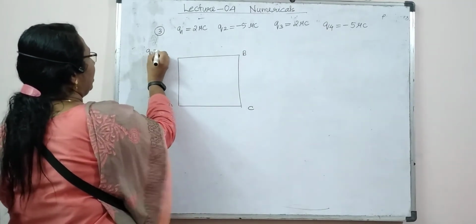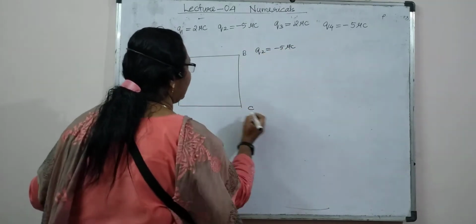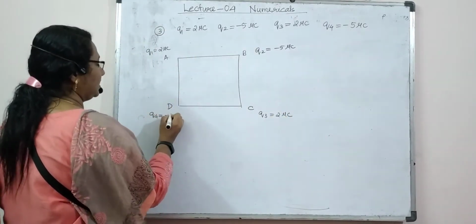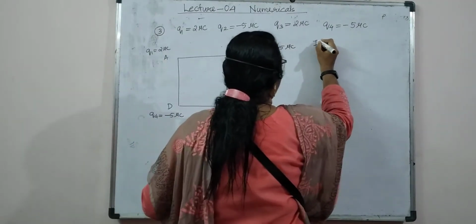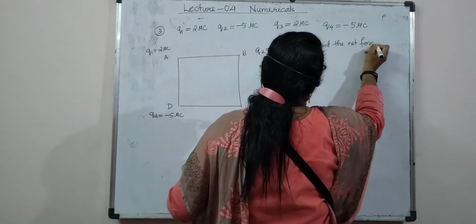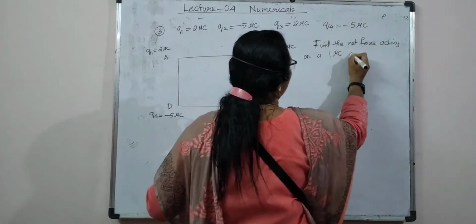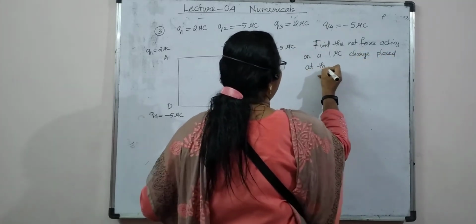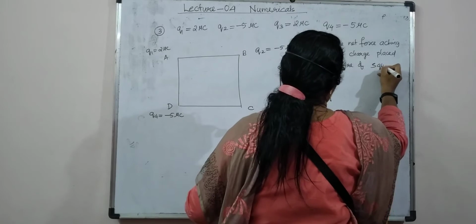So A contains Q1 equal to 2 mu coulomb, B contains Q2 equal to minus 5 mu coulomb, C contains Q3 equal to 2 mu coulomb, and Q4 is equal to minus 5 mu coulomb. Is it clear? The question is, find the net force acting on a 1 mu coulomb charge placed at the center of the square.